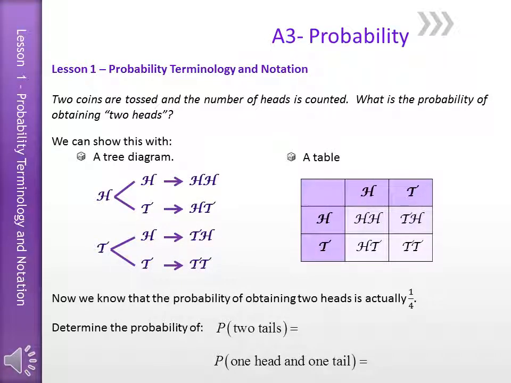Now we can see that our sample space is actually 4. So now we know the probability of obtaining 2 heads is actually 1/4. Determine the probability of 2 tails. Also 1/4. The probability of 1 head and 1 tail, we now have 2 ways of getting that. So it would be 2/4, which is also equal to 1/2.